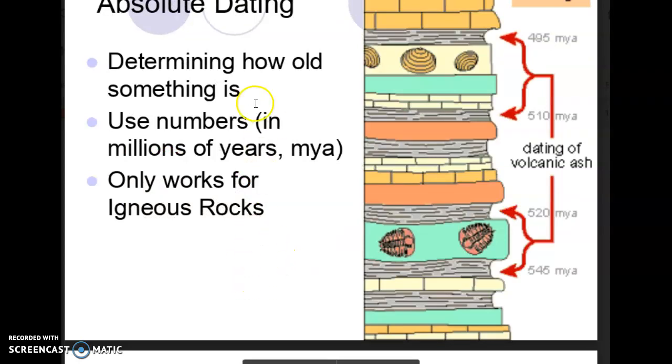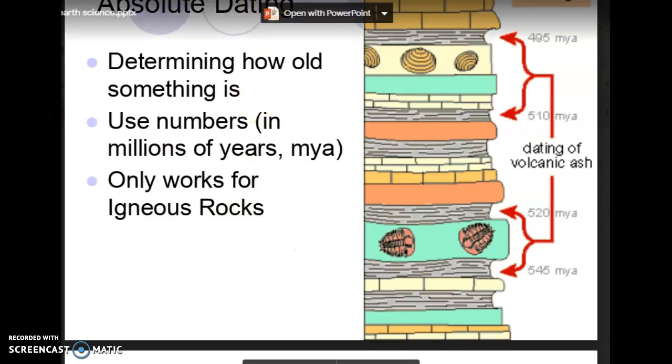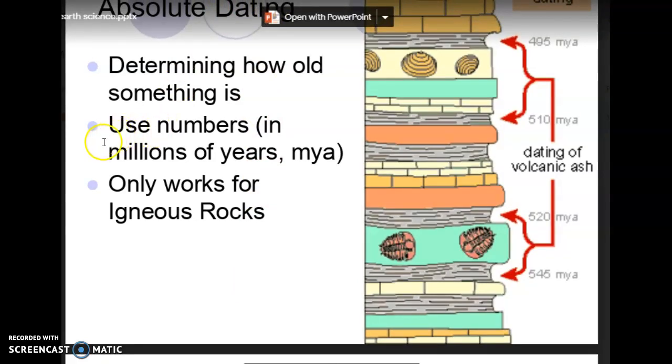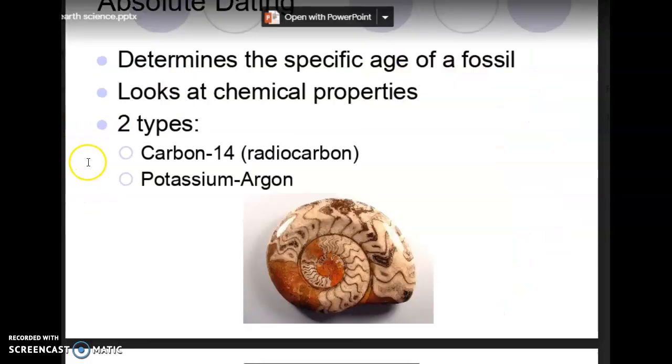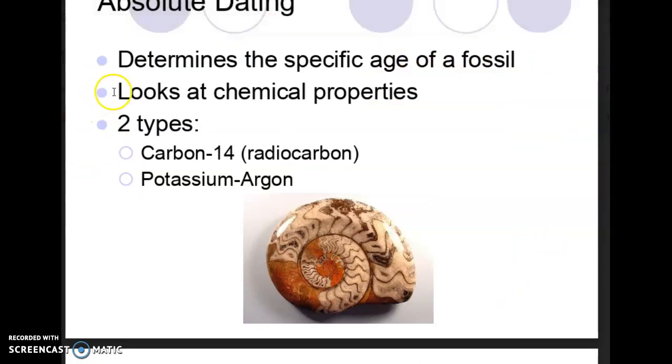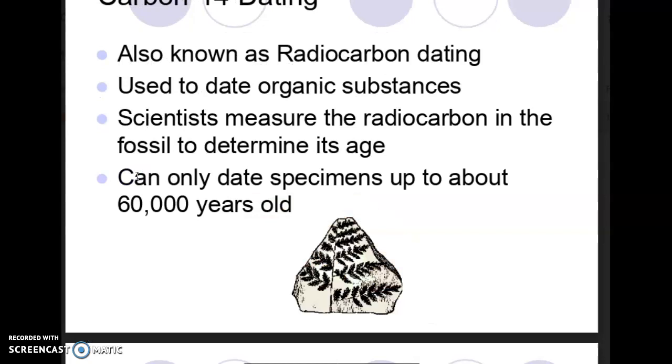In contrast to relative dating, absolute dating is when we can determine the actual age of a rock. It can work both on igneous rocks as well as fossil samples. In fossils, we look at radiocarbon dating using carbon-14 or the potassium-argon relationship.